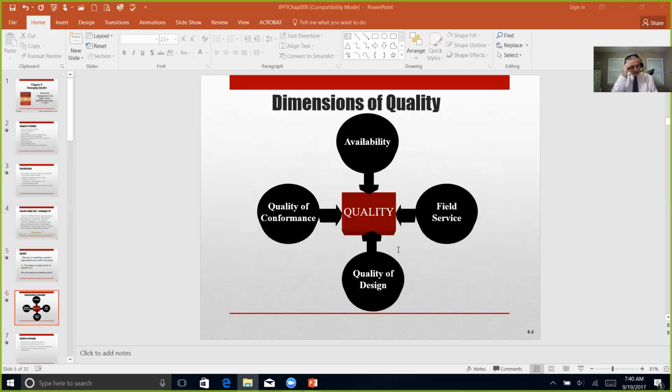What are some of the dimensions of quality over on page 164? Those dimensions are quality of design, quality of conformance, the abilities, and field service. And this is where quality becomes more formal when you talk about these 4 dimensions of quality.